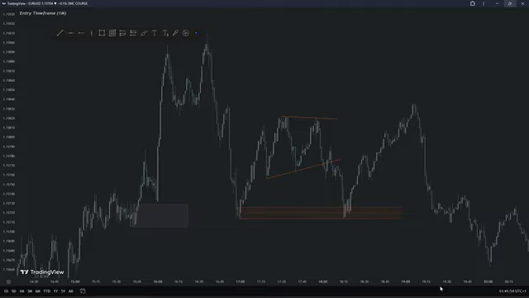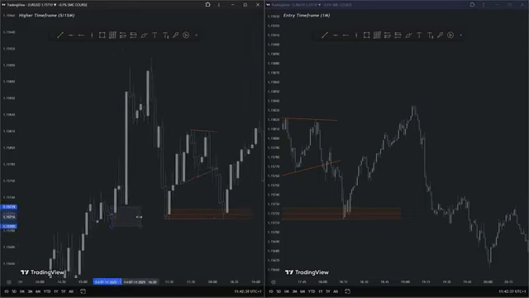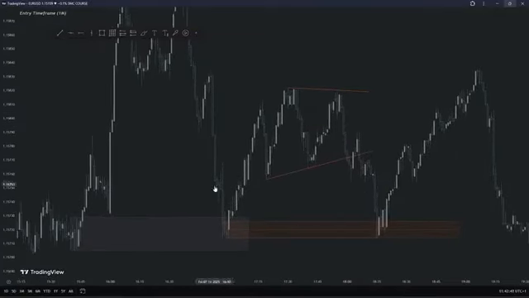To answer that question, we first need to analyze the area itself. On the higher time frame, the 5-minute chart, we had an order block. Price came to tap into it. And on the lower time frame, it created a change of character and a fair value gap. So this order block is highly important for us. After that, price formed a triangle.